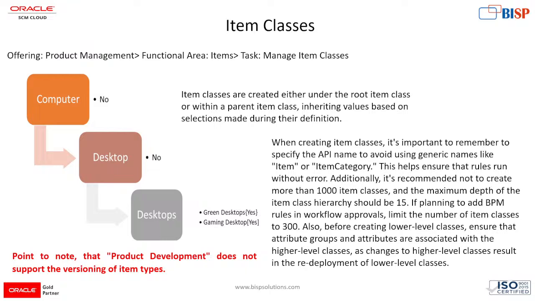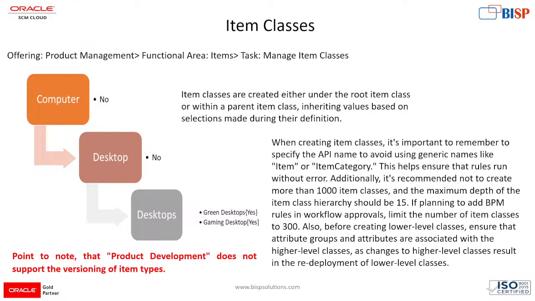If planning to add a BPM rule in your workflow approvals, limit the number of item classes to 300. If creating a large number of item classes, deploy extensible flexfields incrementally. Also, before creating a lower level class, ensure that the attribute groups and attributes are associated with the high level class, as changes to the high level class result in the redeployment of the low level class.